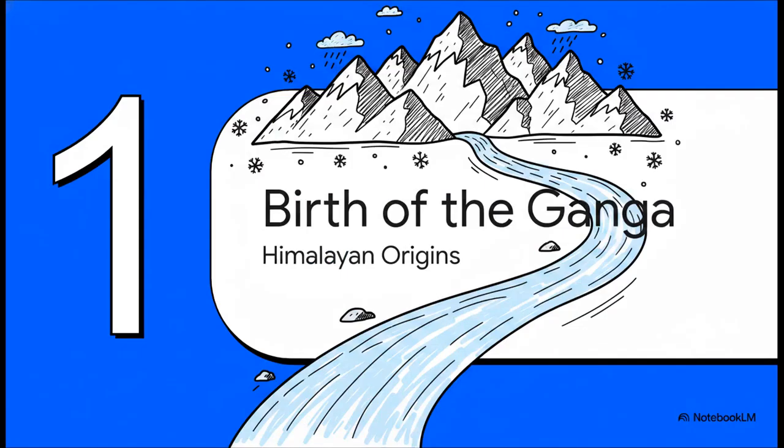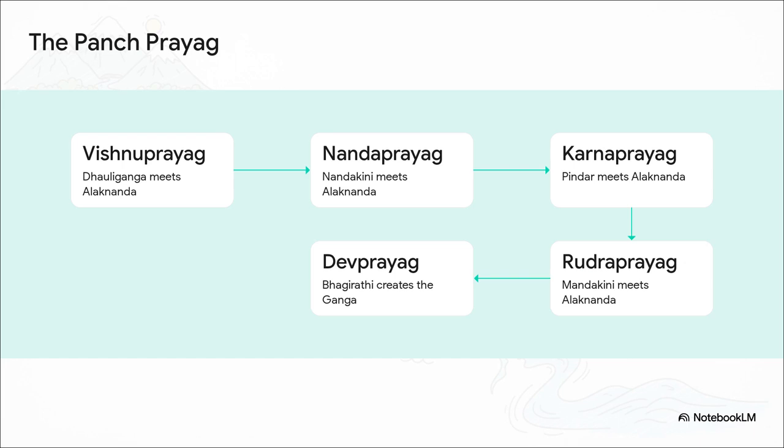All right, Section 1, Birth of the Ganga. So the Ganga doesn't just spring out of the ground fully formed. Not at all. It's actually an incredible team effort. It starts with the Alaknanda River, which gathers this formidable strength through a series of spectacular confluences known as the Panch Prayag, or the 5 sacred river meetings.